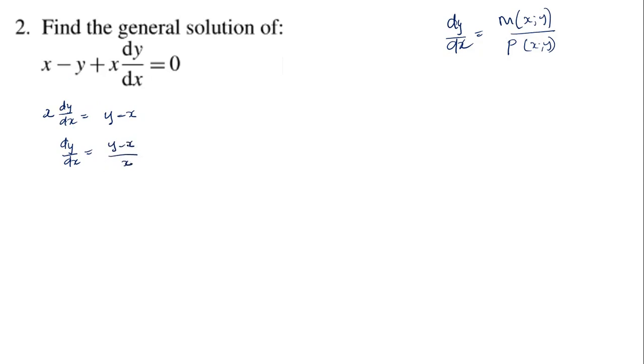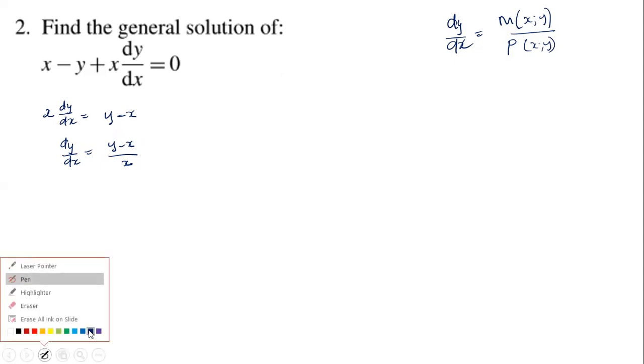Are these two functions homogeneous? Yes, they are homogeneous because the degree of this function is 1, and the degree of this function is also 1. So that means we have 1, 1, and so we have a homogeneous equation. And therefore, what is the technique? Remember what you're going to do here.